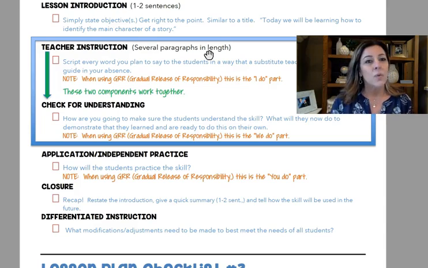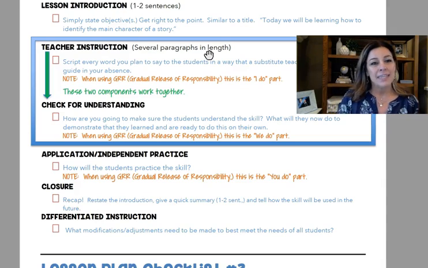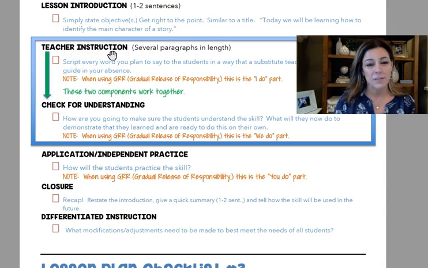Boom, that's it. We don't want to start teaching yet. We're just saying this is what we're going to be learning. And the teaching begins right here at the introduction stage. This is where you script out every part of your lesson, as if you had a substitute teacher come in, that person could take over that lesson and do it just how you planned.